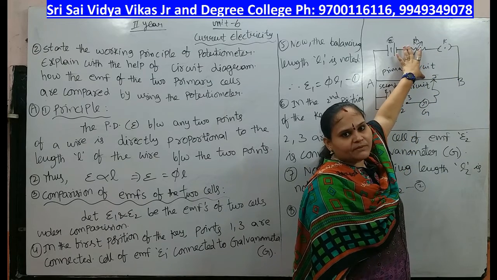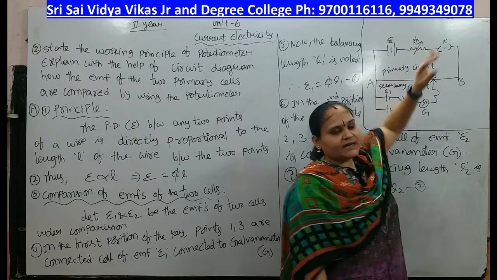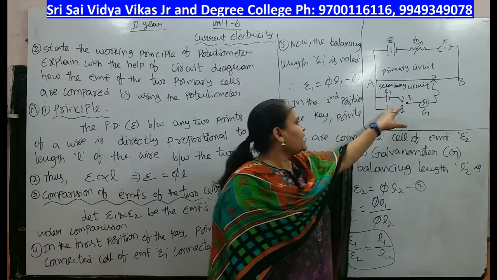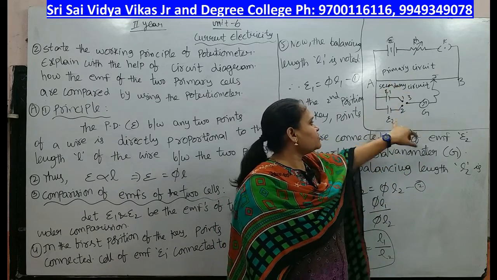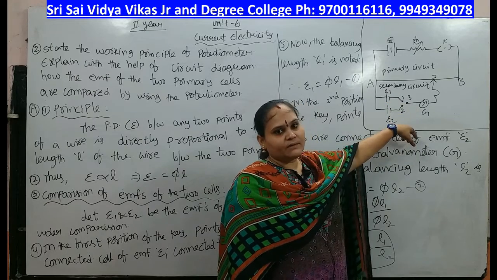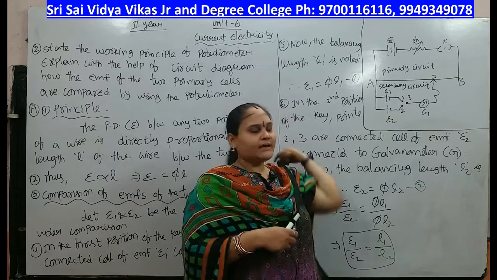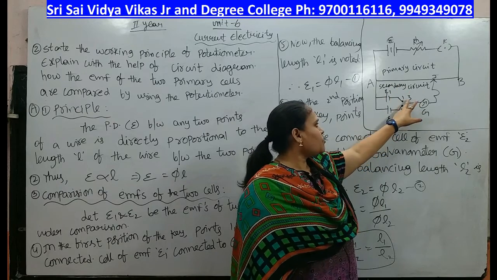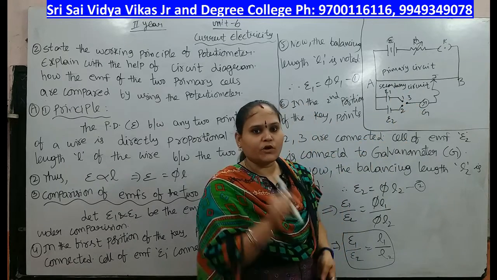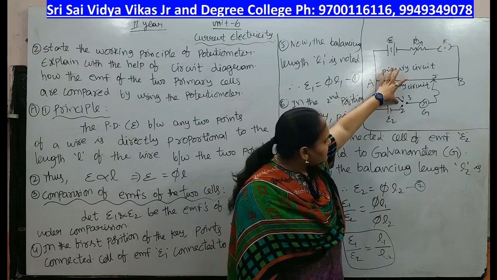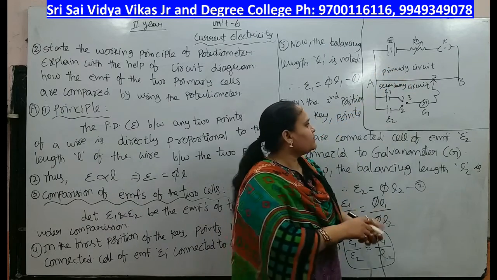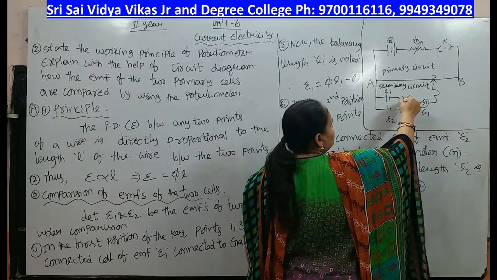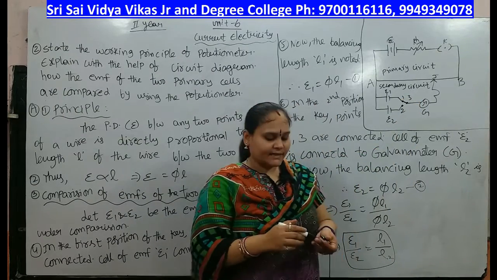This is called the primary circuit. The primary circuit contains epsilon, the rheostat and the key. And the second one is the secondary circuit. Here we take the two EMFs for comparing. Epsilon 1 and epsilon 2 are the two EMFs being compared, and these are the key points 1, 2, 3. Observe, we can connect points 1 and 3. That means the switch is closed, and these points 1 and 3 are connected.